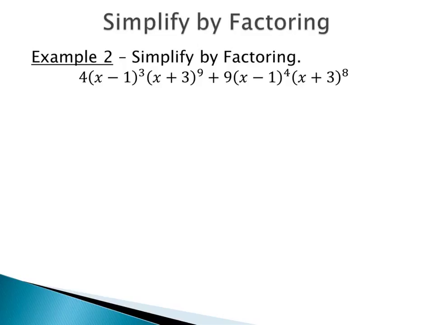So now we have an expression that's a little bit more complicated. We can see that we have multiple factors that are going to become our greatest common factor. We can see that this is not completely simplified yet because we have this plus in between. That means that it's not fully factored, but we can see that we have each part of 4 times x minus 1 to the third, x plus 3 to the ninth, and then 9 times x minus 1 to the fourth, x plus 3 to the eighth. So we still want to look for a greatest common factor between each of these two parts.